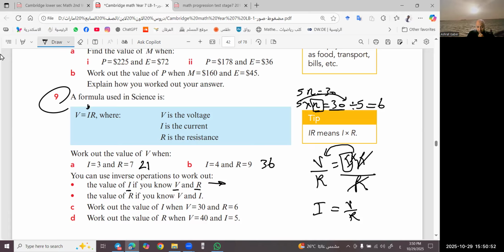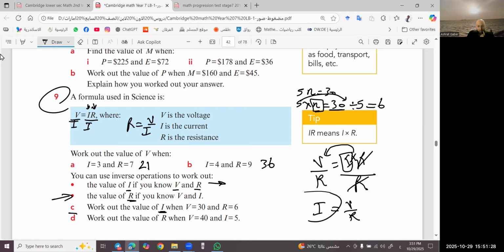In number 2, the value of R, here we have V equals I R, and we want to get R. So we divide this expression by I, on both sides. So R equals V over I. Is it clear or not clear, girls? Clear? Okay.